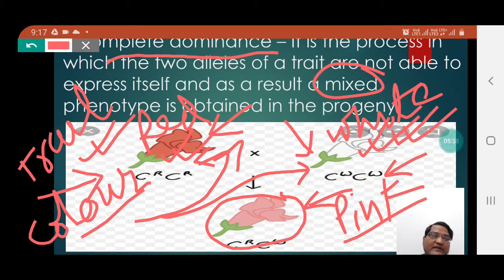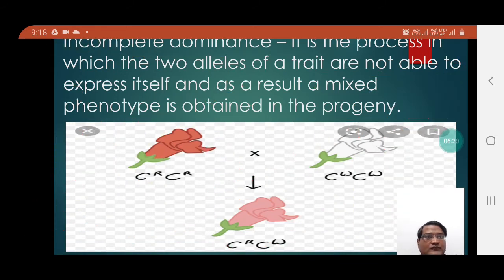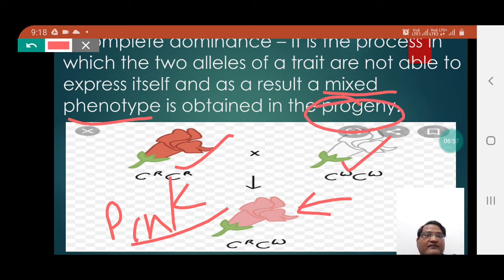So the meaning of incomplete dominance is that neither red nor white is able to express itself in the first filial generation, that is the progeny, and rather a different allele of a trait is visible there, which is a mixture of both the traits. Here red and white are not able to express themselves in this F1 progeny. Rather a different color is expressed, that is pink. This is called the mixed phenotype in the progeny, and that is incomplete dominance.